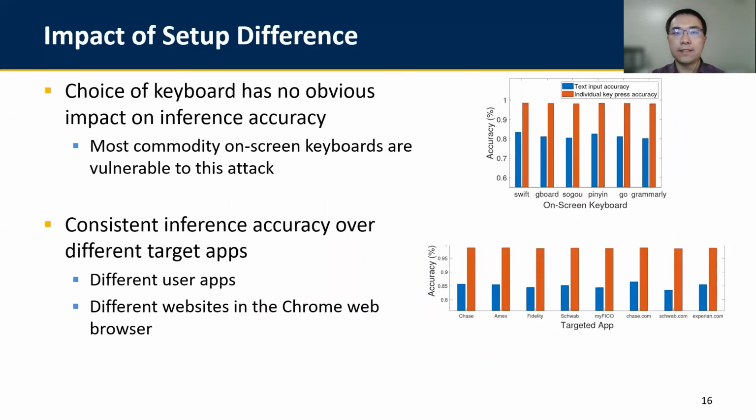We also evaluated the inference accuracy under different setups, such as different on-screen keyboards and different target apps. We find that most commodity on-screen keyboard software are vulnerable to our proposed attack due to the keyboard pop-ups, and the inference accuracy is not impacted by the choice of keyboard and target app.